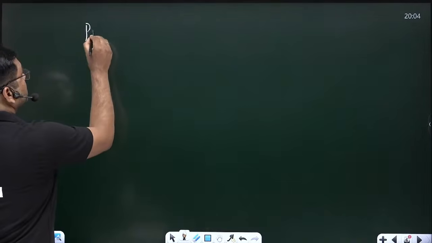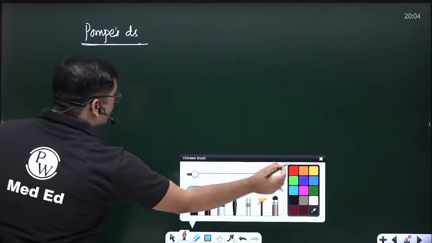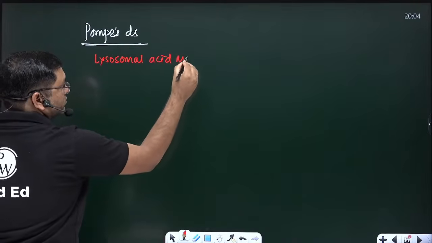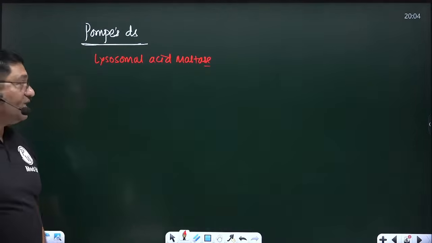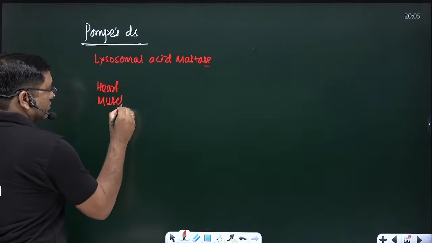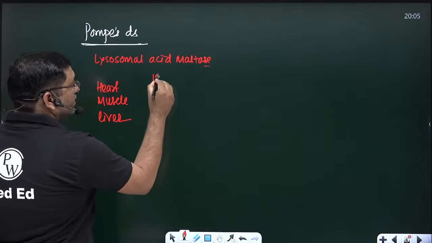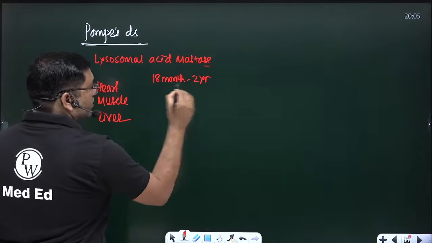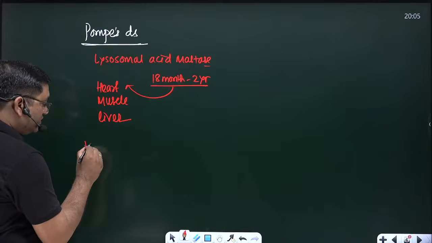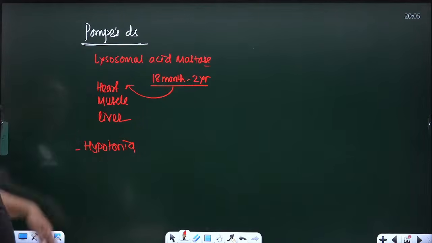Pompe's disease. In Pompe's disease, there is decreased activity or defect in the lysosomal acid maltase. So because of the defect in lysosomal acid maltase, there is accumulation of glycogen in the heart, in the muscles, and the liver is also involved. Tongue enlargement also occurs, and death occurs at 18 months to 2 years of age because of involvement of the heart. It is also known as lysosomal storage disorder. The predominant features are hypotonia and flaccidity. These are the important features in Pompe's disease.